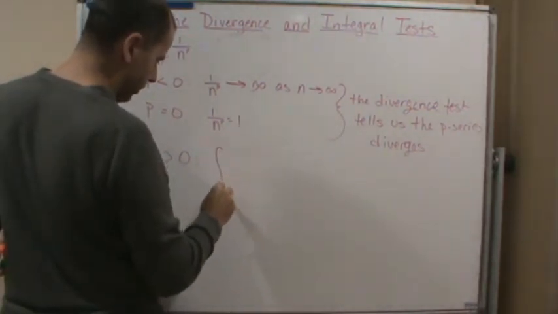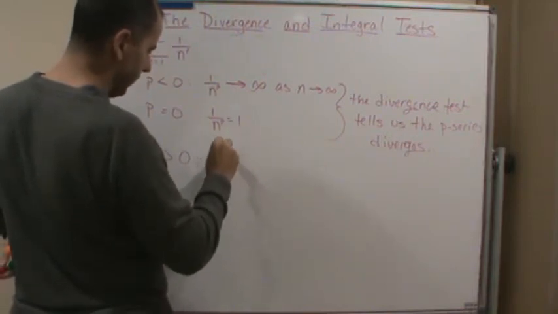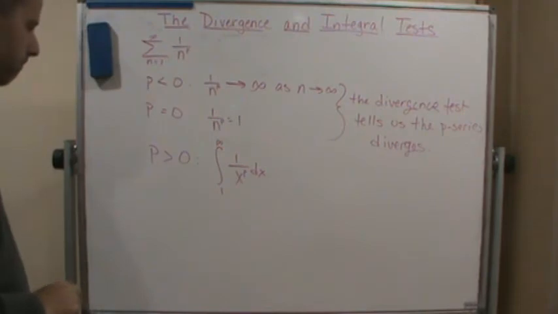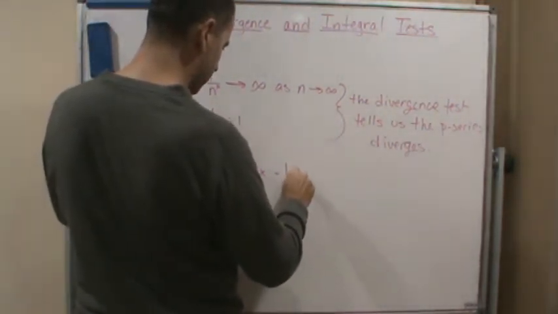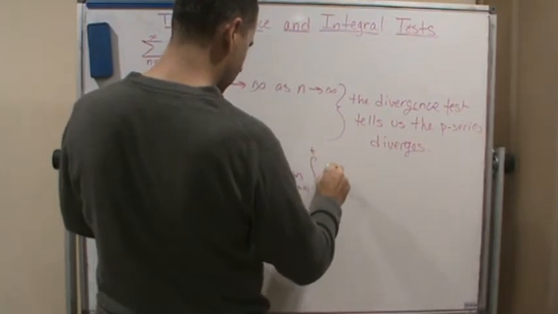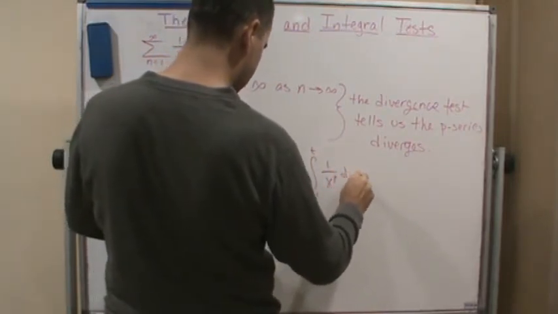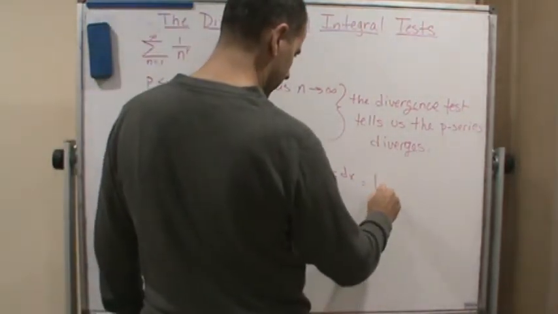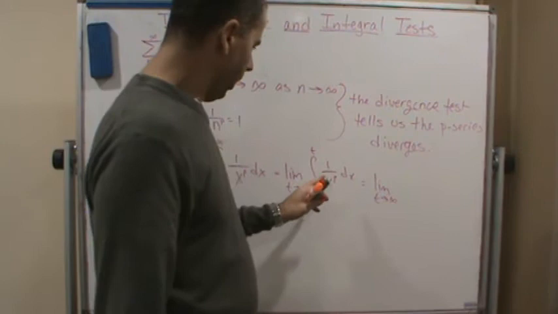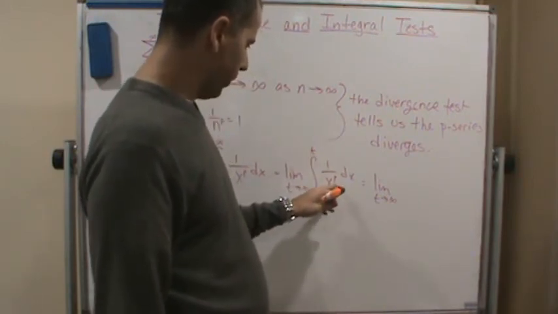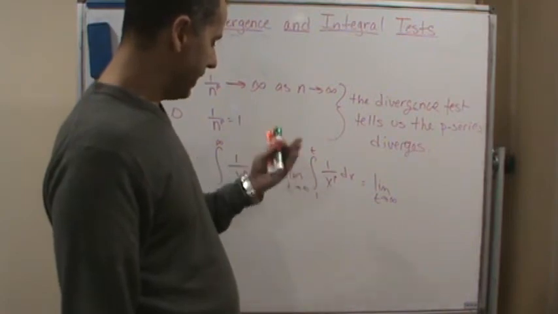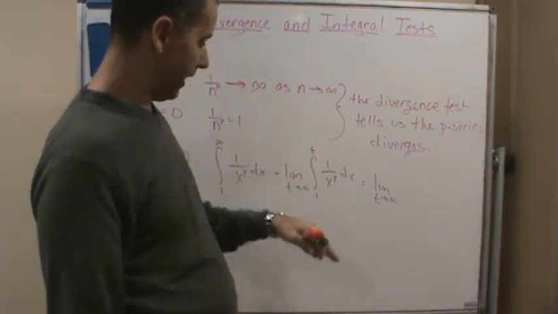Now let's set up our integral and see what happens. We're going to do the integral from 1 to infinity of 1 over x to the p dx, which is the limit as t approaches infinity of the integral from 1 to t of 1 over x to the p dx. How do we integrate this? We increase the power by 1. This is x to the negative p, so we take negative p plus 1 and divide by that.